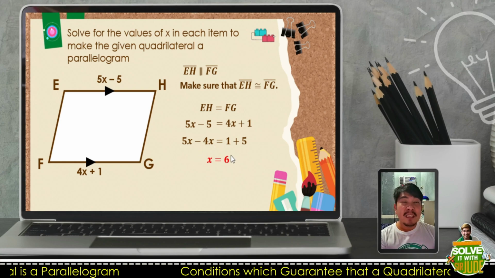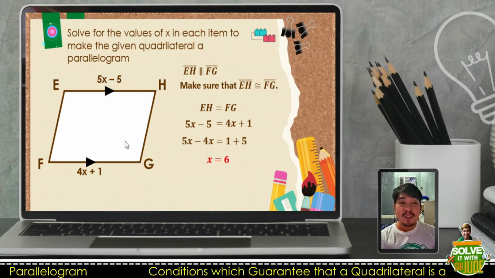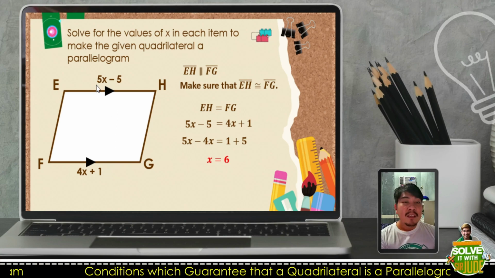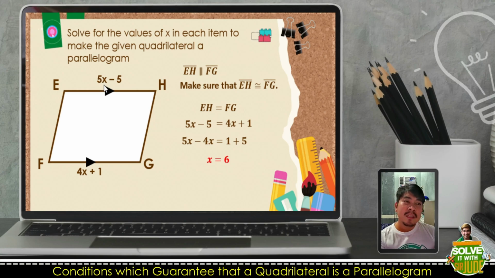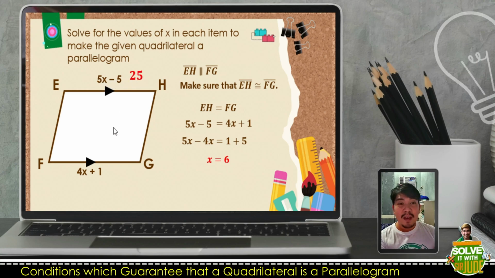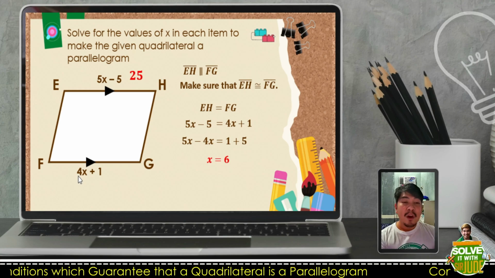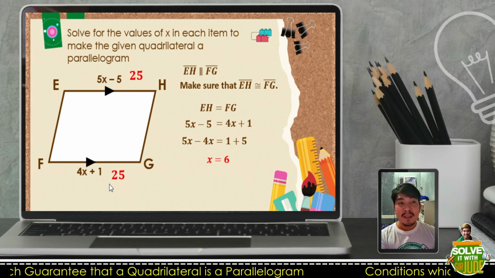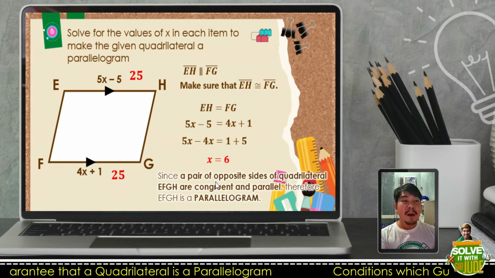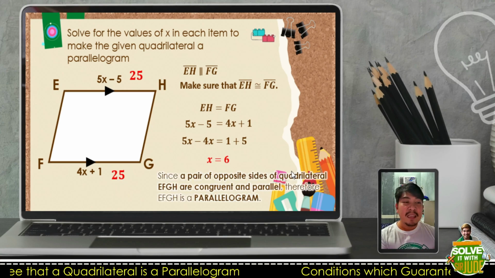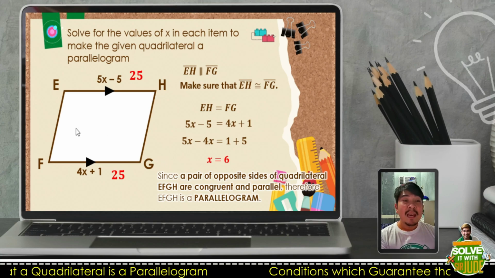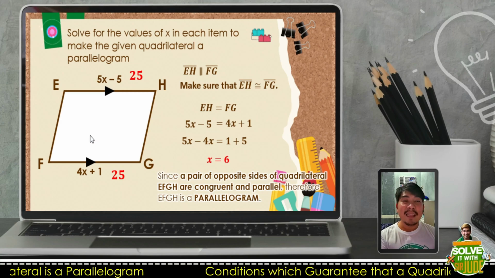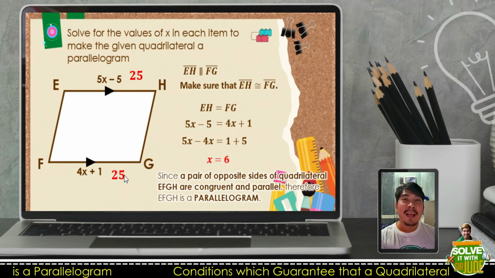Tingnan natin kapag sinubstitute si x equals 6 dito sa both expressions, equal ba sila. Okay? So 5 times 6, that will be 30. 30 minus 5, that will be 25. For this one, we have 4 times 6, that will be 24. 24 plus 1, so that will be 25. So therefore, since a pair of opposite sides of a quadrilateral, in this case E, F, G, H, are congruent and parallel, we can say that EFGH is a parallelogram.